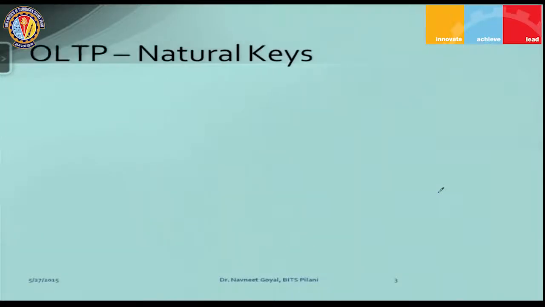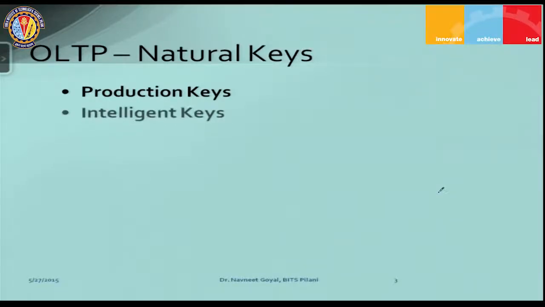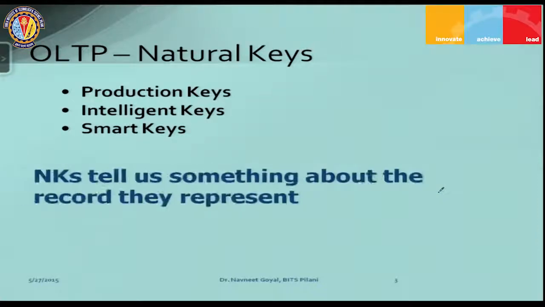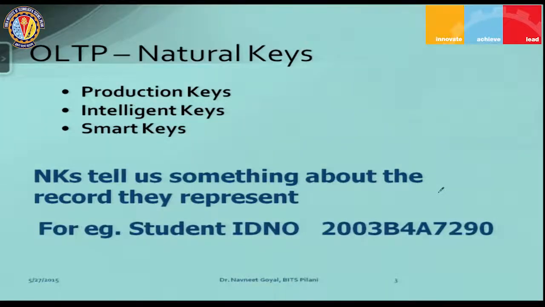Okay, so we first look at what are called natural keys, and they are typically used in operational systems or the production systems, as we call them. These are called production keys. There are many different names given to them, say intelligent keys and also smart keys. Natural keys we represent by NK. They tell us something about the record they represent, and one very typical example is the BITS ID number that we give to our on-campus students.